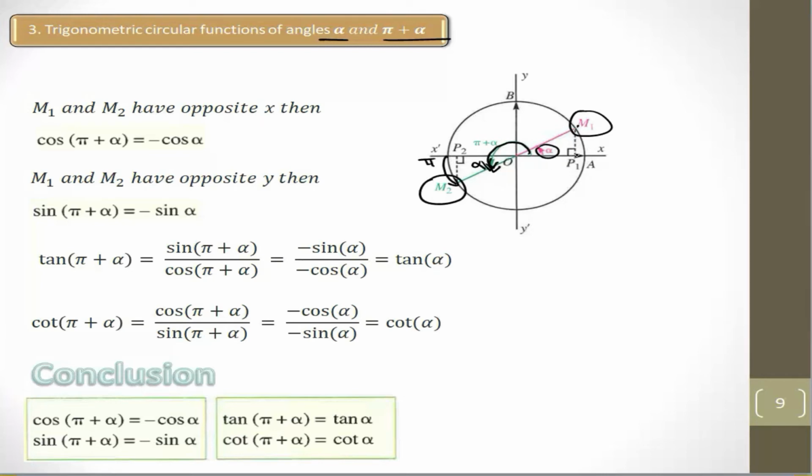If you compare x and y, the x values are opposite, so cosine of pi minus alpha equals minus cosine alpha. When you check the circle, you find that x of M1 and x of M2 are opposite to each other, with the same values but opposite signs, so just write cosine pi minus alpha equals minus cosine alpha. Sine of pi minus alpha: again this is y here, and M2 has y here, so M1 and M2 have opposite signs, so sine of pi minus alpha equals minus sine alpha. So we conclude the rules here.